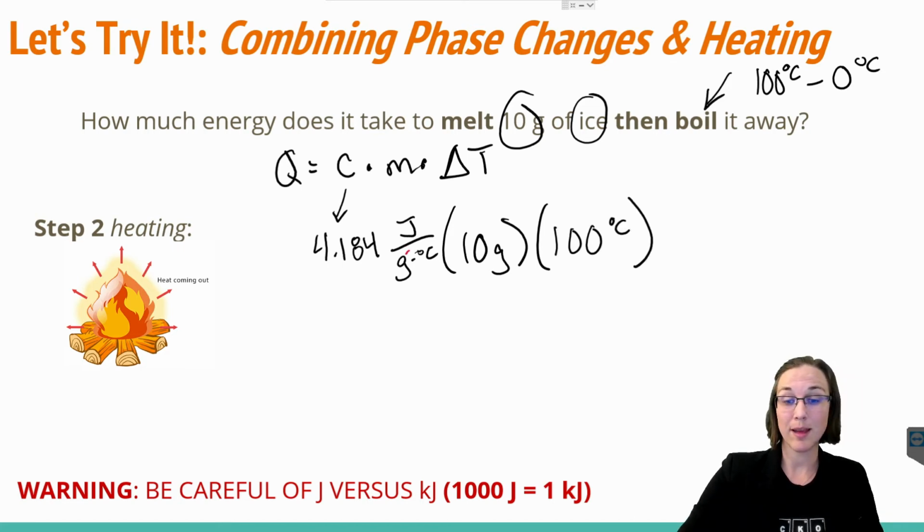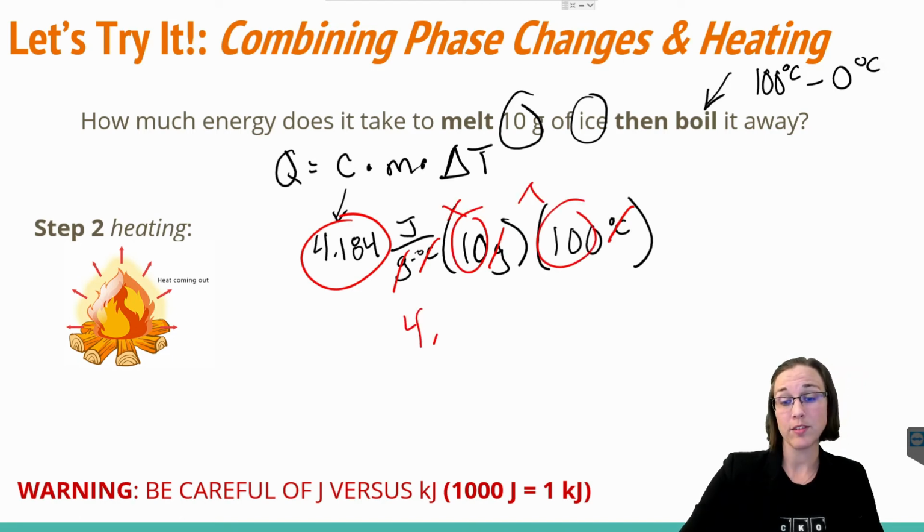We see that our grams cancel, our degrees Celsius cancels, and all we have to do now is multiply 4.184 by 10 by 100. That gives us 4,184 joules. Now this is where we need to be really careful.